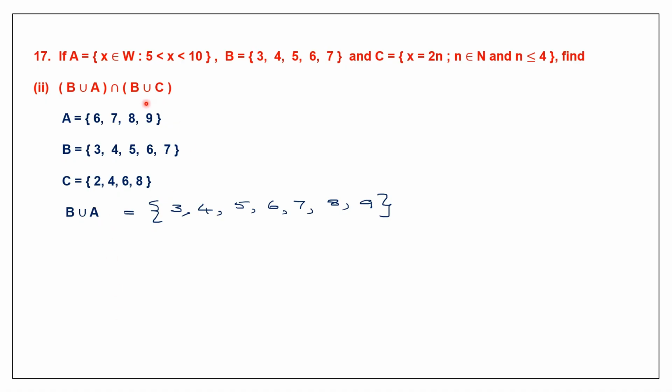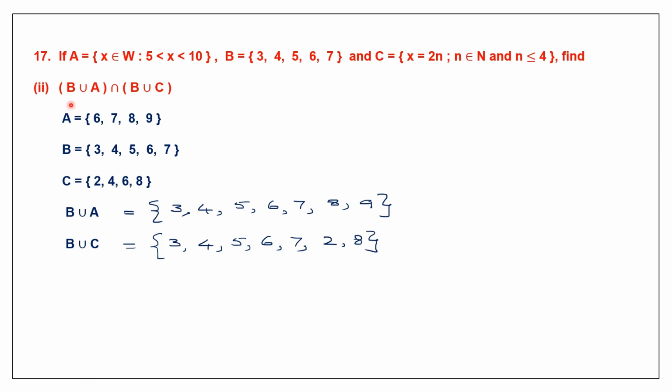Now let's find the elements of B union C. So B union C, again let's write out all the elements of set B. So set B are 3, 4, 5, 6 and 7. Now let's go to set C. 2. 2 is not there, so we can write 2. Then let's see 4. 4 is already there. 6. 6 is already there. 8 is not there, so let's write 8. So these are the elements of B union C.